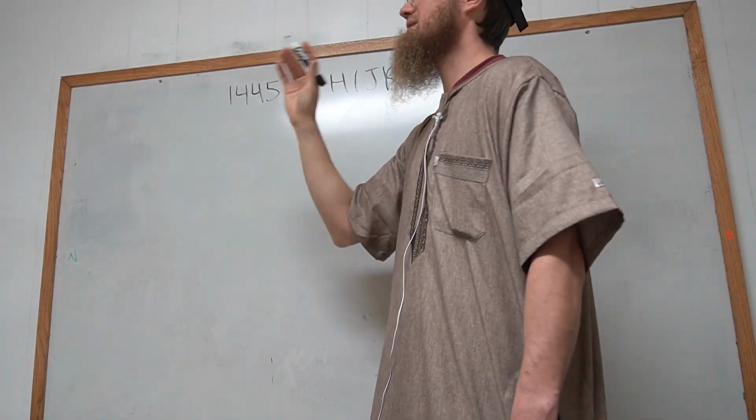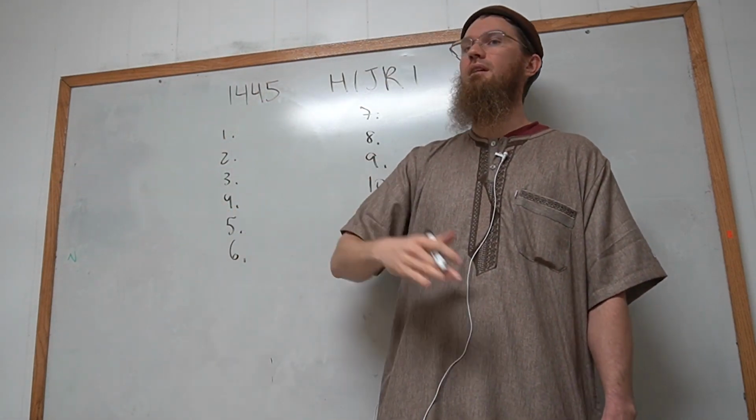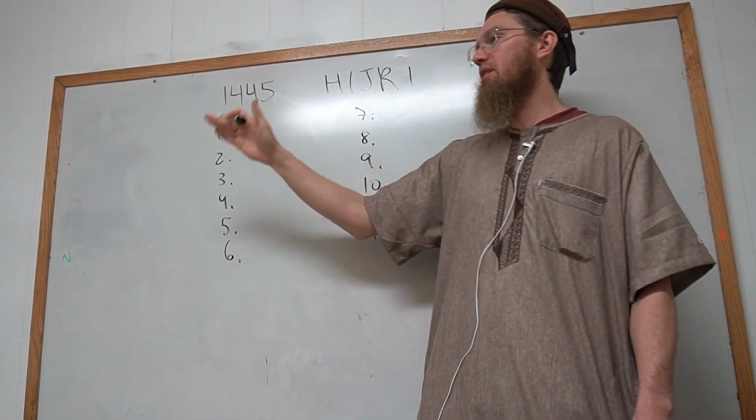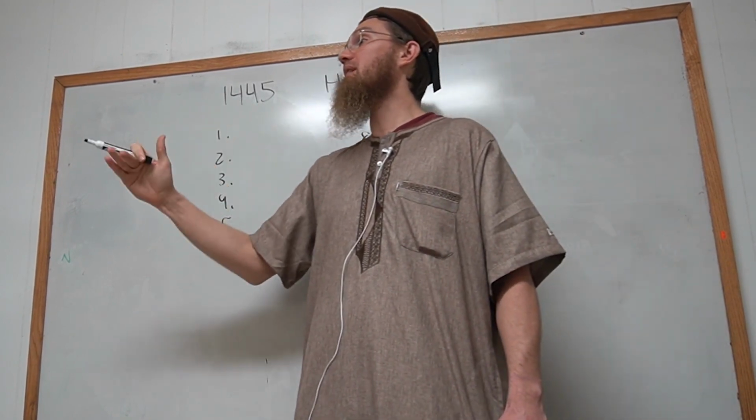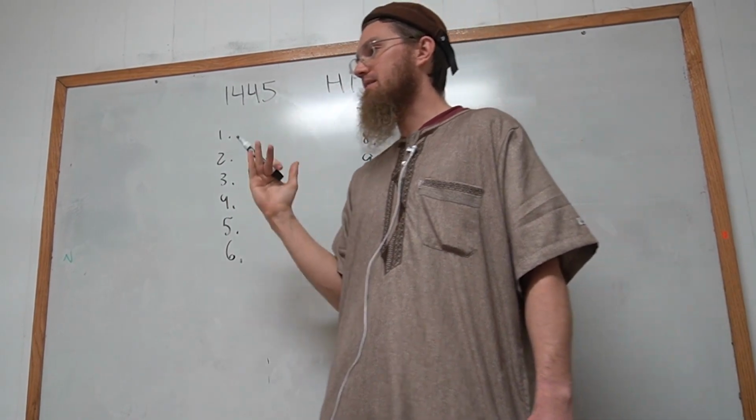What about months? How many months are there in a year according to the Hijri calendar? Okay, alhamdulillah, yes, it's 12. 12 months. There are 12 months in a year. Everyone knows the 12 months of the Gregorian calendar, so we should also know the 12 months of the Hijri calendar. All we need to do is memorize them, okay?